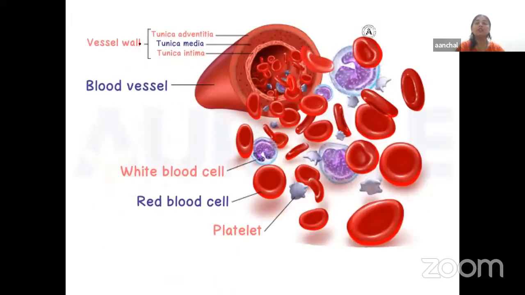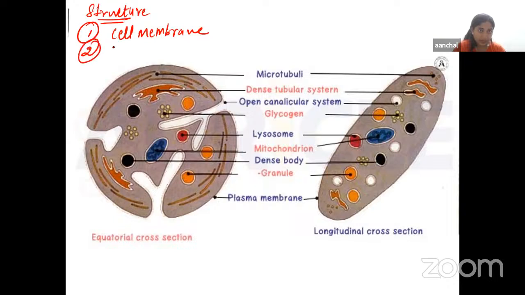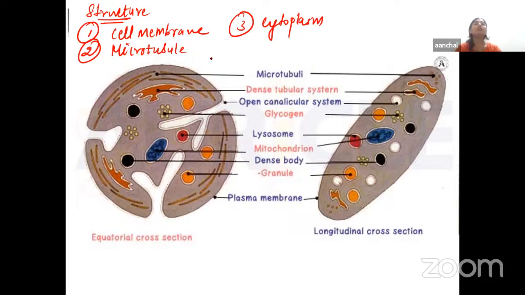Now, talking about blood vessels, as we know, blood vessels have three layers: tunica adventitia, media, and intima. And blood vessels consist of three major types of cells, and one of these is the platelet, right? When we talk about the structure of platelets, the structure and composition of platelets includes the cell membrane, microtubules, and cytoplasm. Right? So these are the three important structures that are present in platelets.